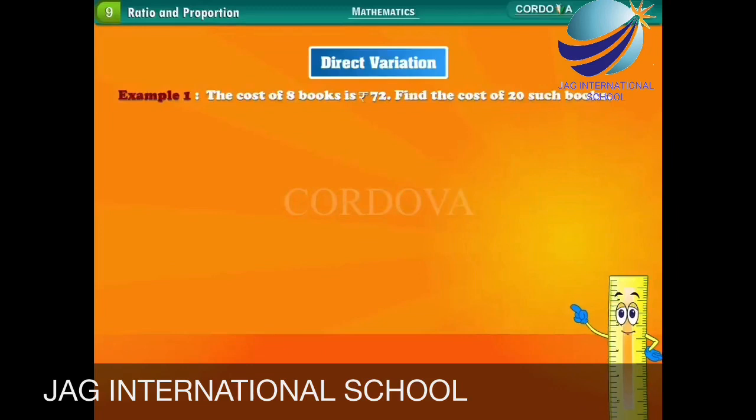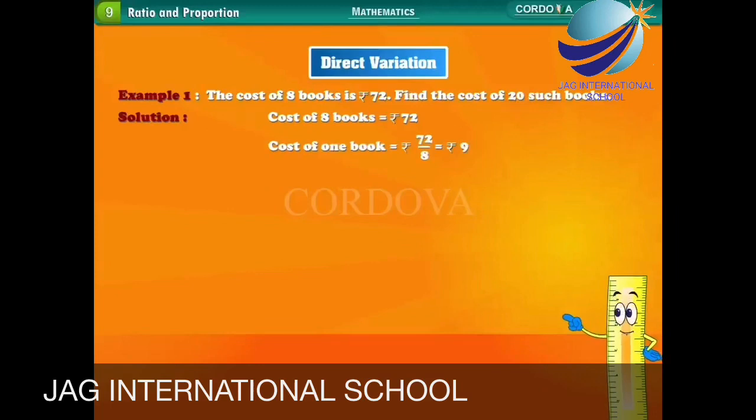Example 1. The cost of 8 books is Rs 72. Find the cost of 20 such books. Solution. Cost of 8 books is equal to Rs 72. Cost of 1 book is equal to Rs 72 upon 8, which is equal to Rs 9. This implies cost of 20 books is equal to Rs 9 into 20, which is equal to Rs 180.